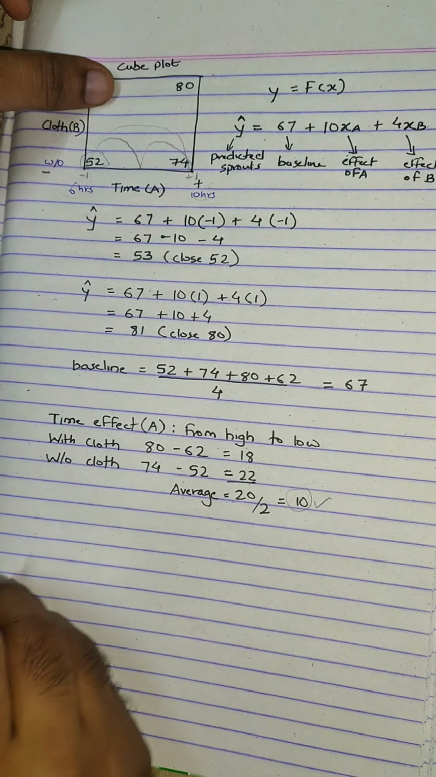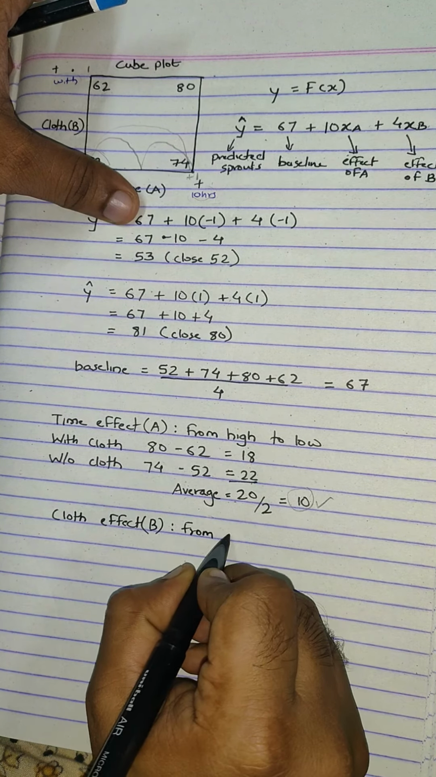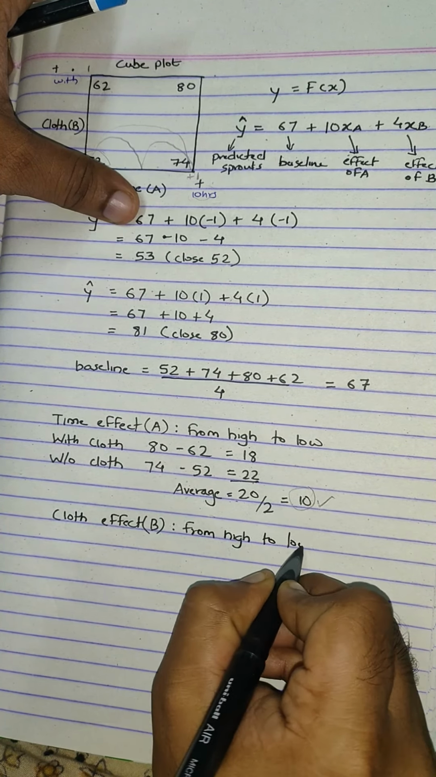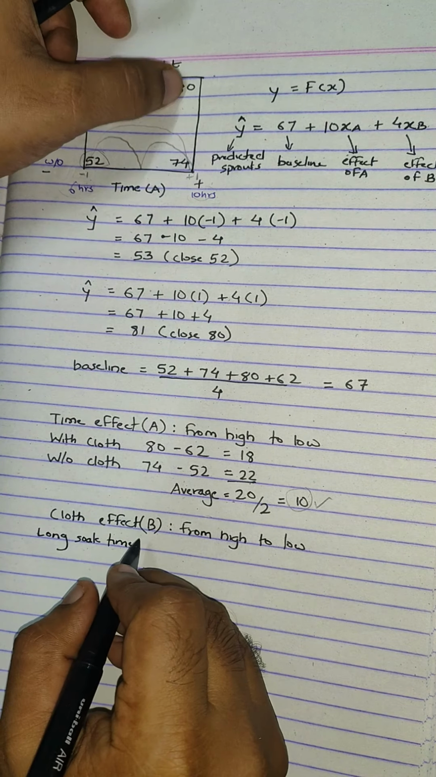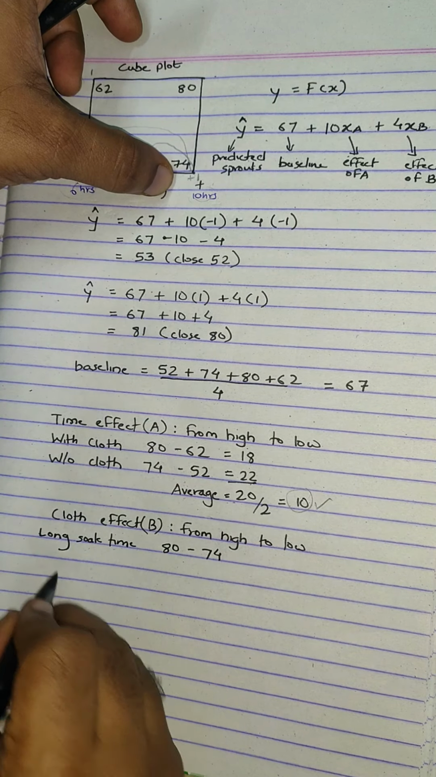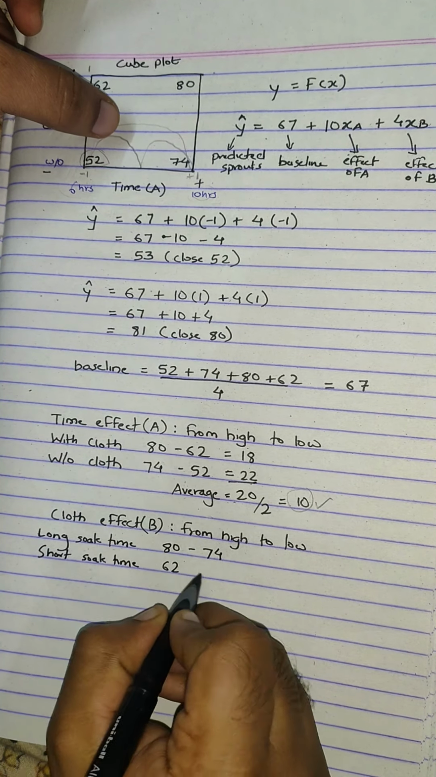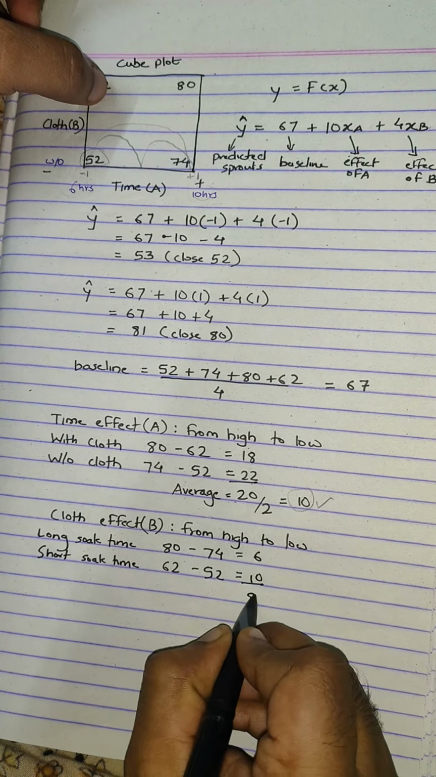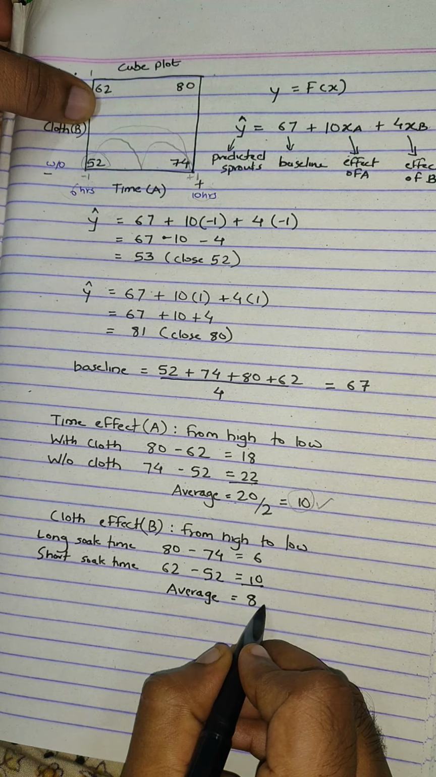Similarly, if we check the effect of cloth, always remember that we go from a higher level to a lower level. So what is happening at long soaking time? We can say 80 minus 70, higher level minus lower level. For short soak time, what are we having? 62 minus 52, higher minus lower. Calculate this: 10 and 10. We take the average of this, and we get 8. So this average is 8 and we are going to divide it by 2.